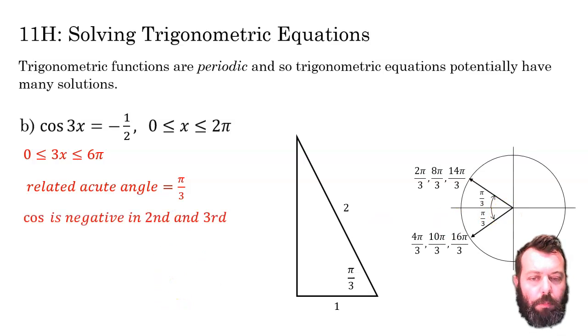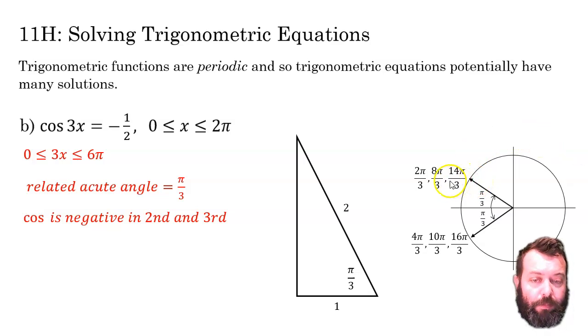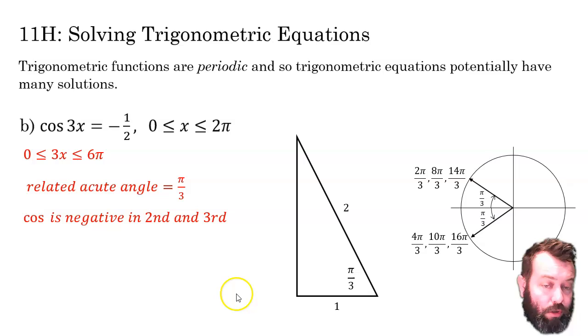Now, because I am looking for solutions here where 3x is between 0 and 6 pi, I need to make sort of 3 laps around my unit circle here. So second and third quadrant every time, but there's my 2 pi on 3 and 4 pi on 3 as we saw for part A. But if I add 2 pi to that, make another full revolution to come back there, I add 6 pi on 3 if you like. So 8 pi on 3, 14 pi on 3, I get 6 solutions there.